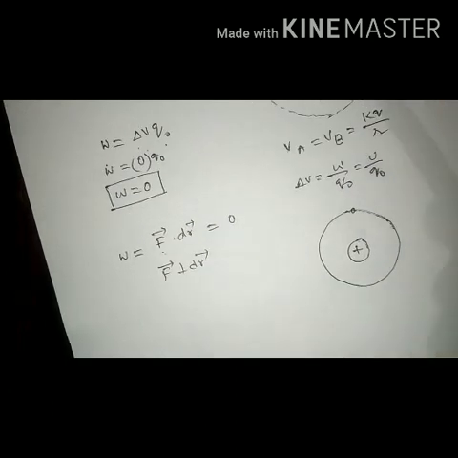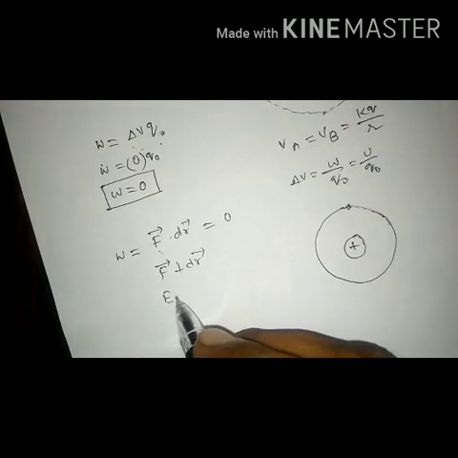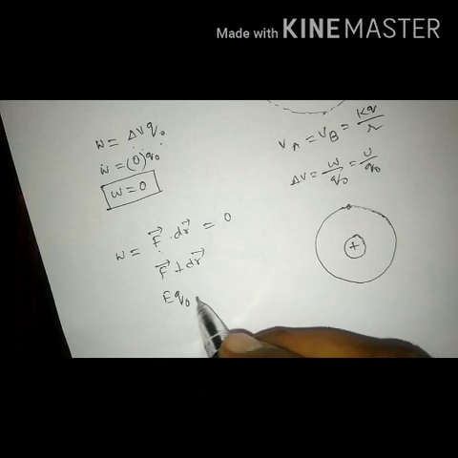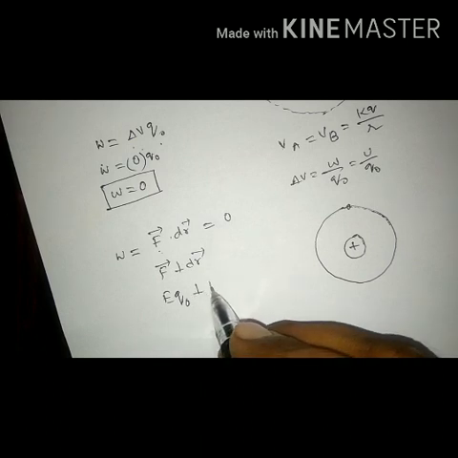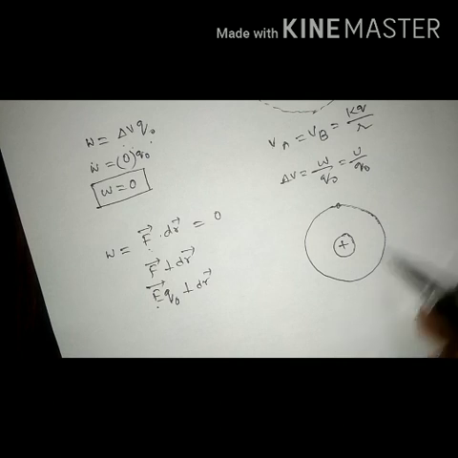What is the electric force experienced by this charge? In the field of q, which is nothing but E, the charge is q naught. E is perpendicular to dr bar. The direction of the electric field is along the electric line of force.